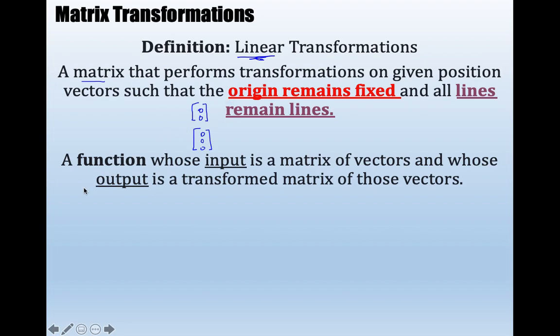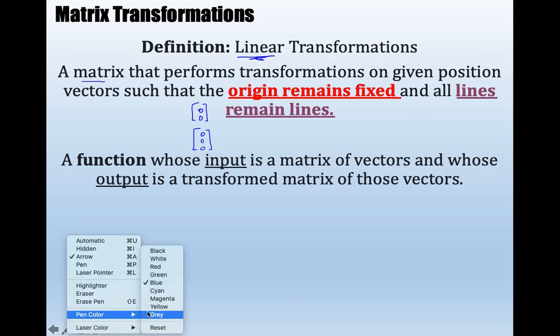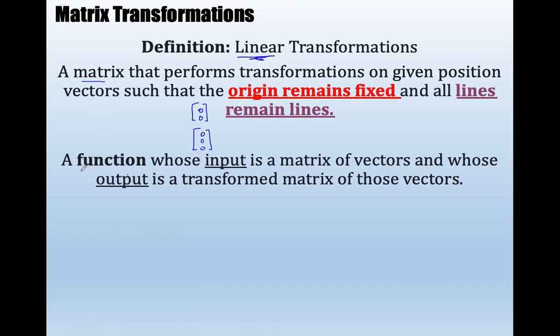Another way to think of linear transformations is the transformation matrix. Think of it as a function. There's a transformation function, and the input is a matrix of position vectors. It's easier to think of position vectors. And then when I perform the function, the output is another matrix, but that it's been transformed. And I can think of that as, where did my unit vectors go?